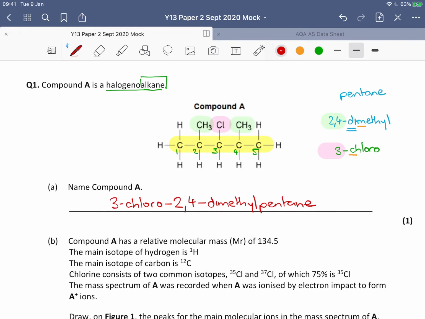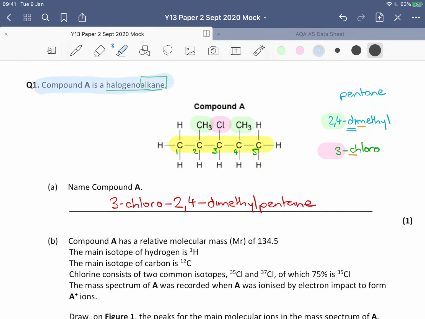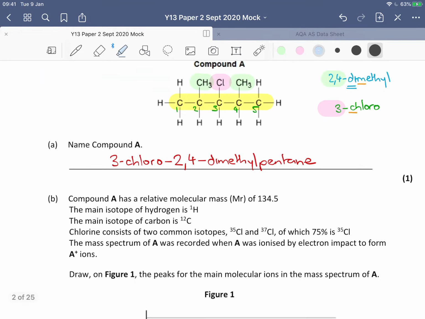All right, so now we're moving on. Let's highlight this information right at the beginning to make it really clear: compound A is a halogenoalkane. Notice that comes before question part A. So this is going to be about the bulk of this entire question. It's a question about halogenoalkanes. The first thing we had to do was name a halogenoalkane, and we know that compound A is a chloroalkane. So let's have a look at part B.